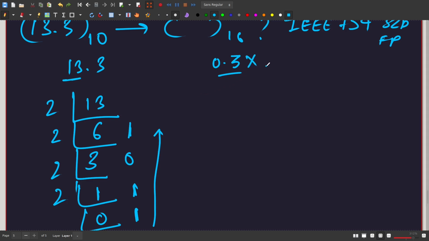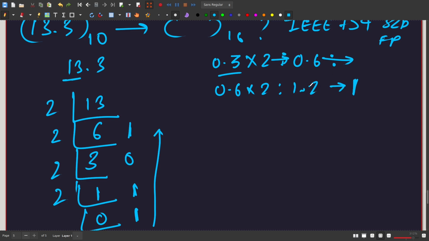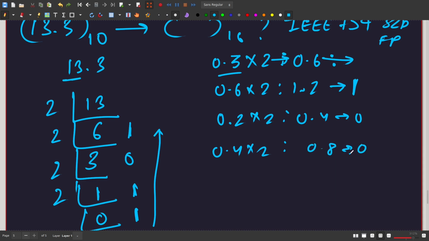So let's actually just start. 0.3 multiplied with 2 will get 0.6. Now we'll notice something very interesting here. I'll put an arrow here instead, and dots here. Okay, 0.6 multiplied with 2 is 1.2, which becomes a 1. Now again, as we have already seen, 1.2 minus 1 simply gives us 0.2, times 2 gives us 0.4, which gives us a 0, and then 0.4 multiplied with 2 gives 0.8, so you write a 0 here.